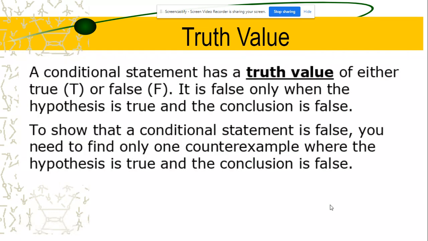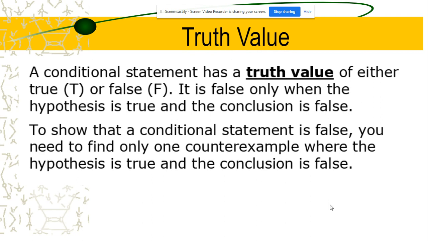A conditional statement is going to have a truth value. That statement is going to be either true or false. It is false only when the hypothesis is true and the conclusion is false. I'm going to say that again because that's super important. It is false only when the hypothesis is true and the conclusion is false.